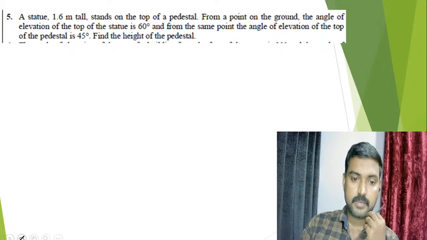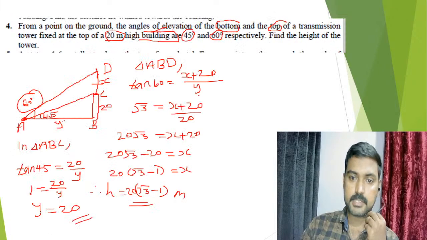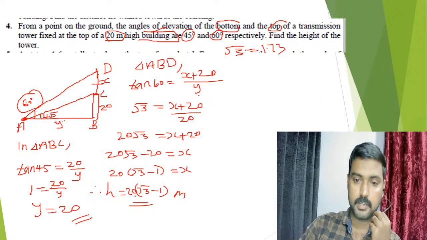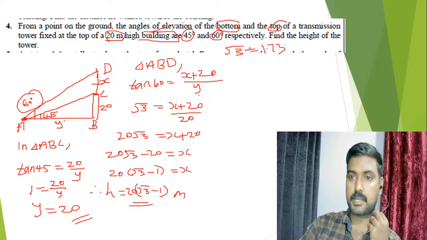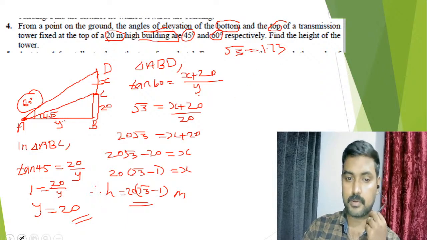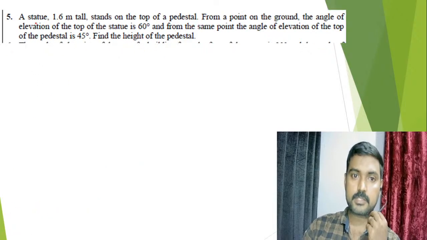Ashwati, if the question gives root 3 equal to 1.73, then only we apply the 1.73 value in this box. After applying, 1.73 minus 1 gives 0.73. That 0.73 you can multiply with 20 to get the final answer. It is not compulsory if the value of root 3 equal to 1.73 is not mentioned. Okay, good. Now the last question.